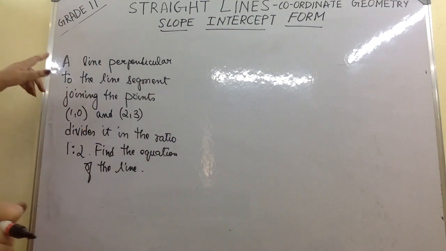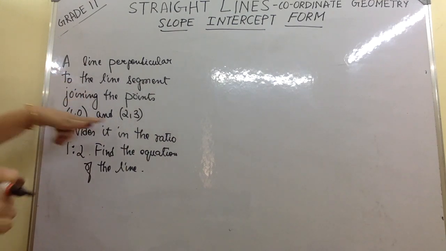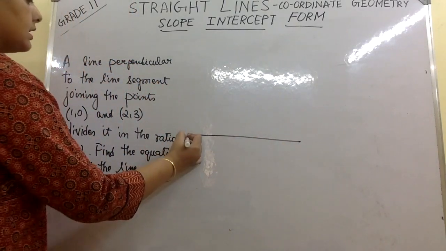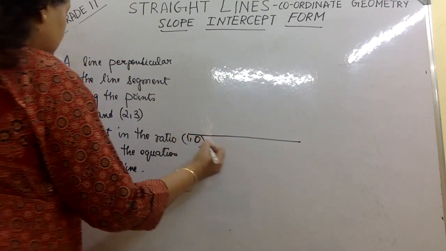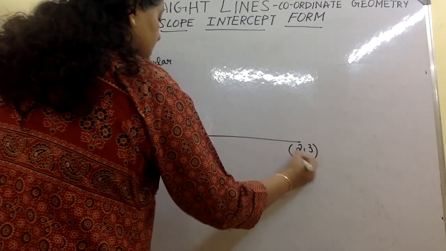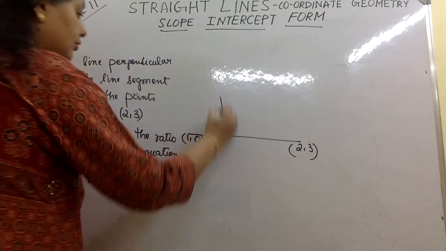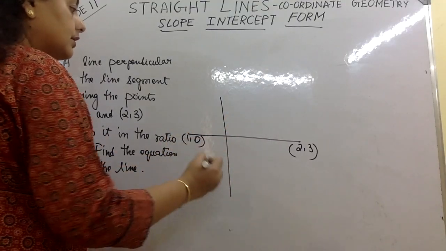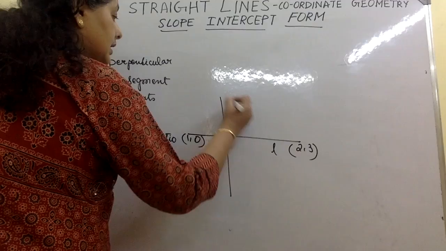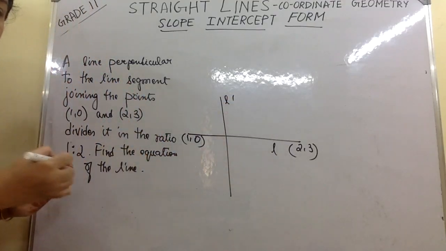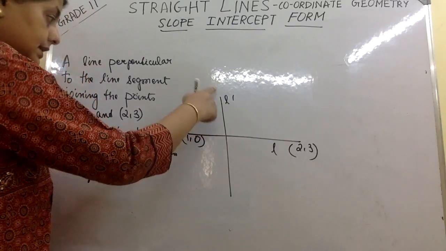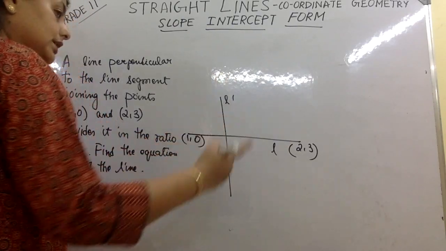Okay, let's see this question now. This question is about a line perpendicular to the line segment joining the points. Don't read the full question. Before that, draw this. This is a line which is joining these 2 points, and a line perpendicular to this divides it in the ratio 1:2. Let's say this is line L and this is L dash.